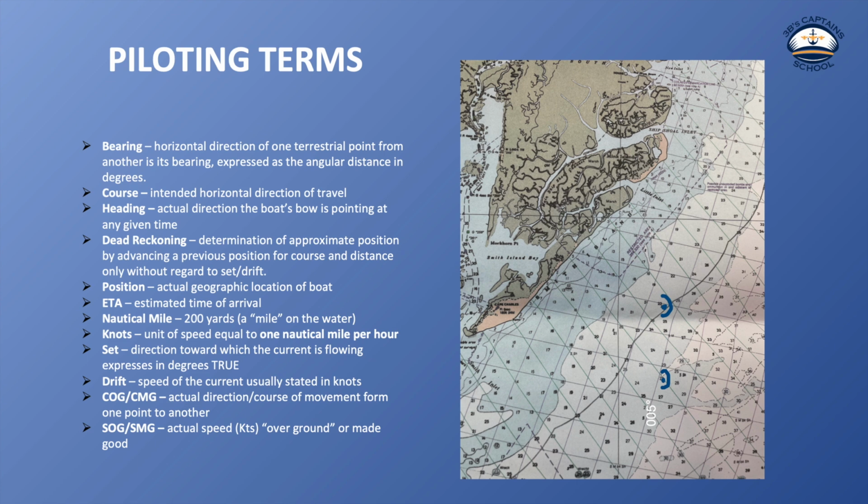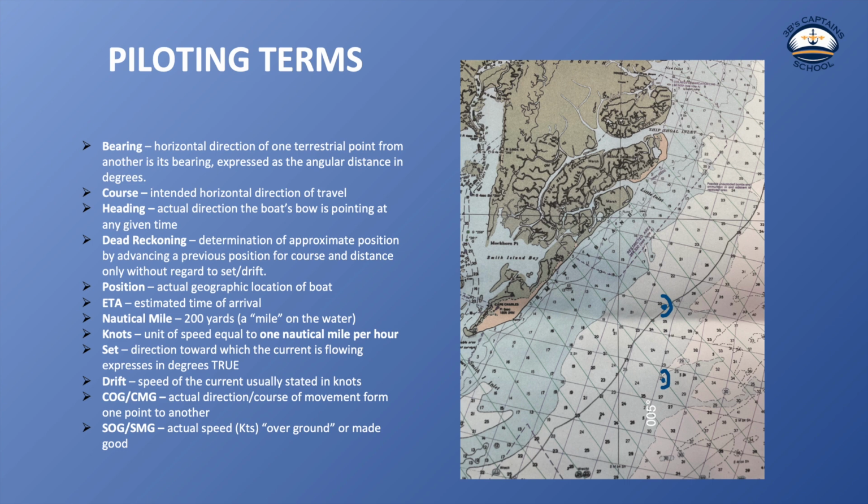All right, piloting terms. First we'll go over bearing. Bearing is the horizontal direction of one terrestrial point from another, expressed as the angular distance in degrees. So the bearing from point A to point B on our chart and on our compass, we're going to express in degrees. It's going to be 90 degrees from point A to point B. And that can be 90 degrees true, 90 degrees magnetic, or 90 degrees compass. And we've discussed that in the previous video.